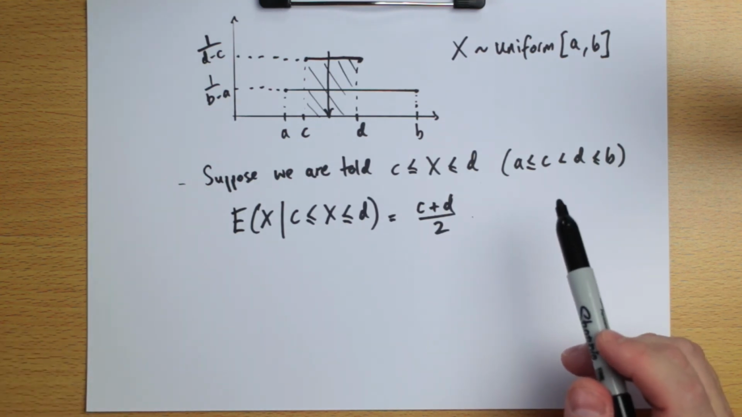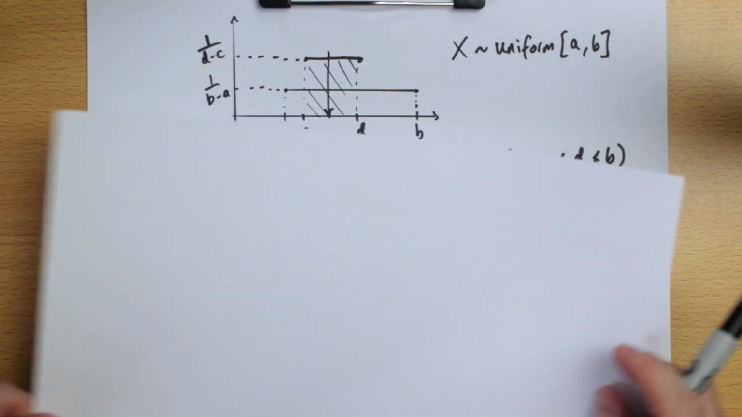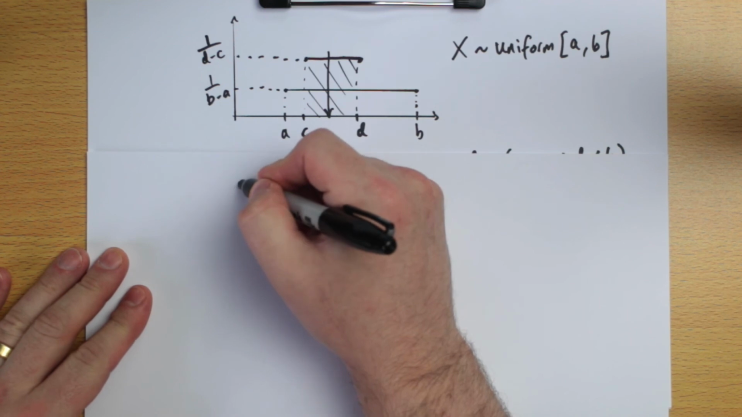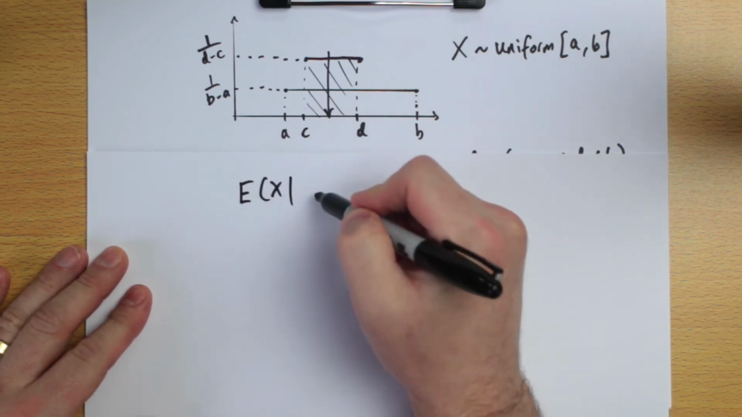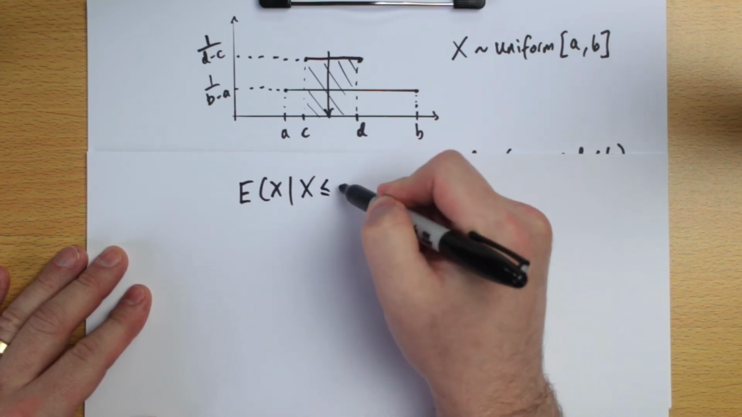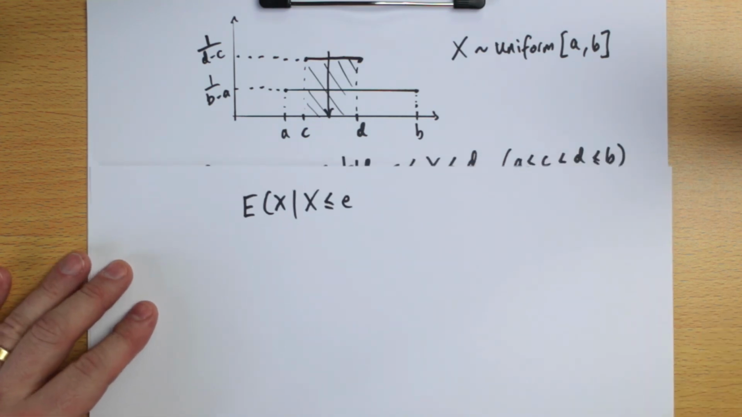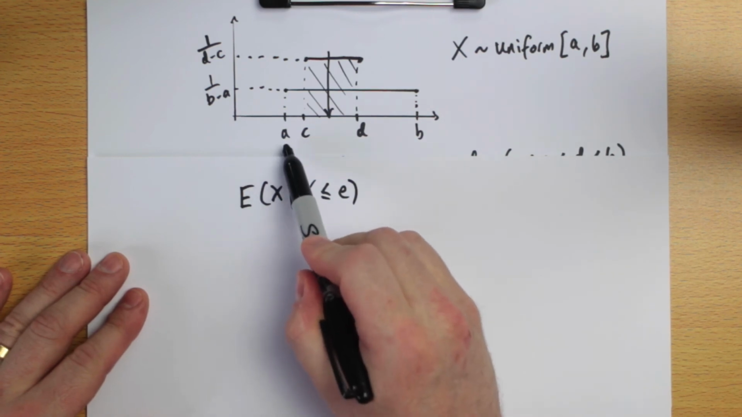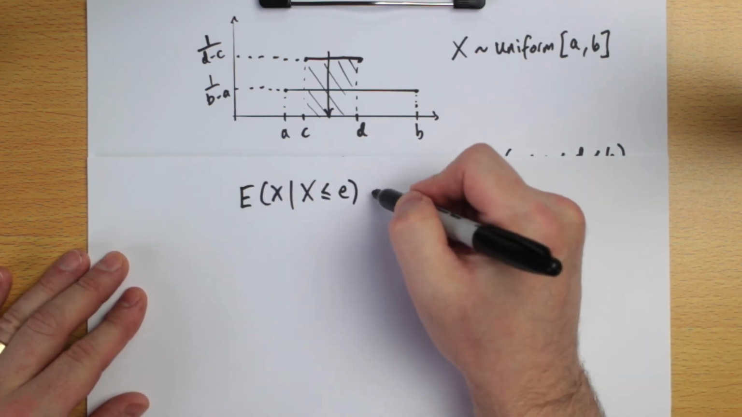Now one important case we're going to look at is when we have a parameter. Let's suppose we wanted to calculate the expected value of this x, conditioning on the information that x is less than or equal to, say, some number e. In this case we're just given an upper bound, so we know that a is still the lowest. So what does this thing equal?